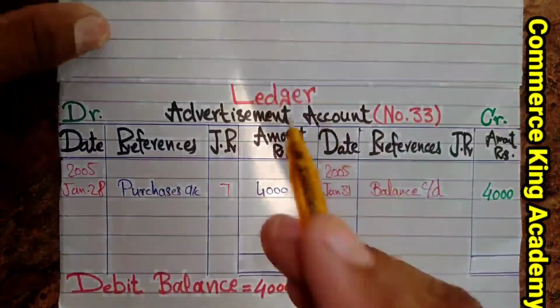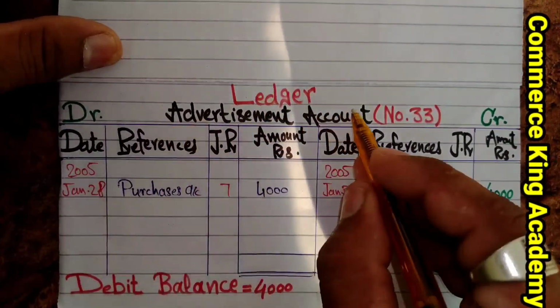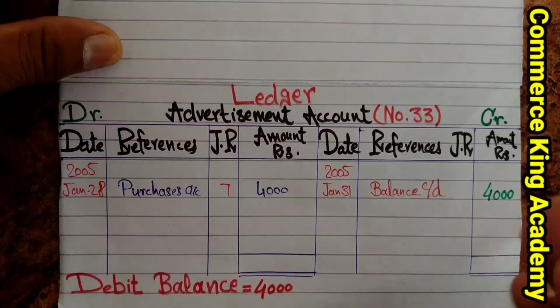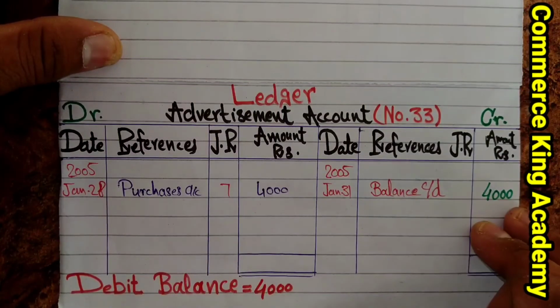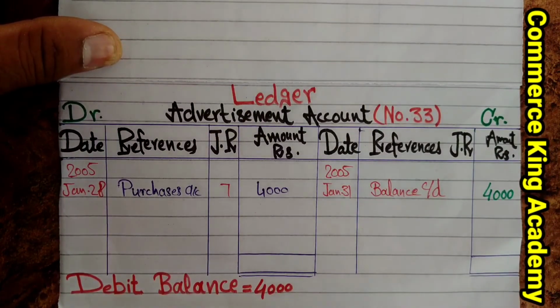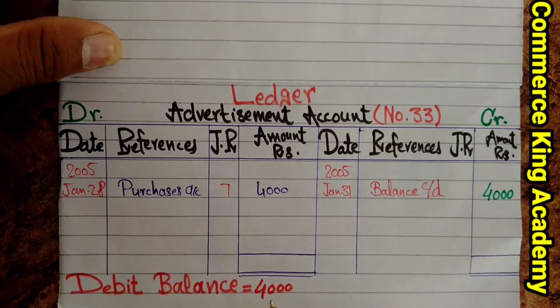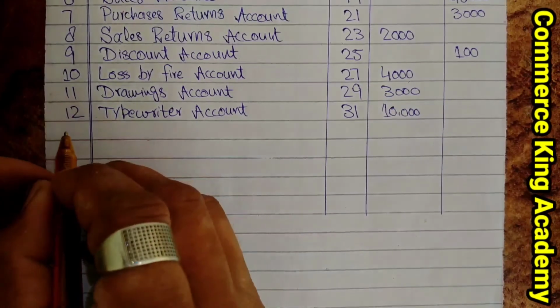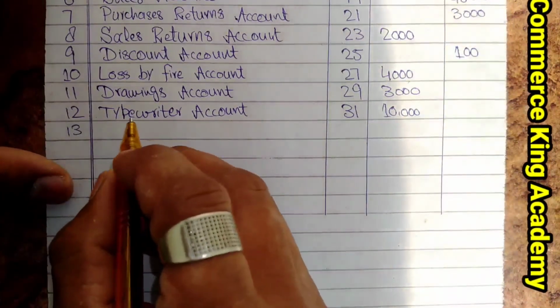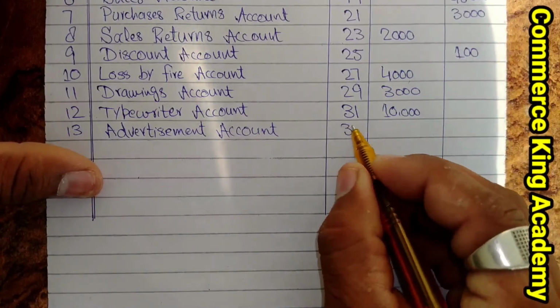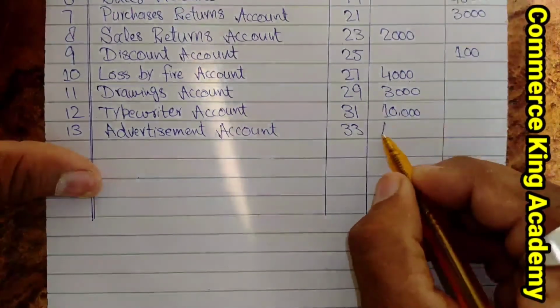Next ledger account, advertisement account, ledger folio number 33, debit side and credit side. We have a difference on credit side amounting to 4,000 rupees. Okay, so ultimately debit side is heavier here. So we have debit balance of 4,000 rupees. Serial number 13, advertisement account number 33, has debit balance 4,000 rupees.